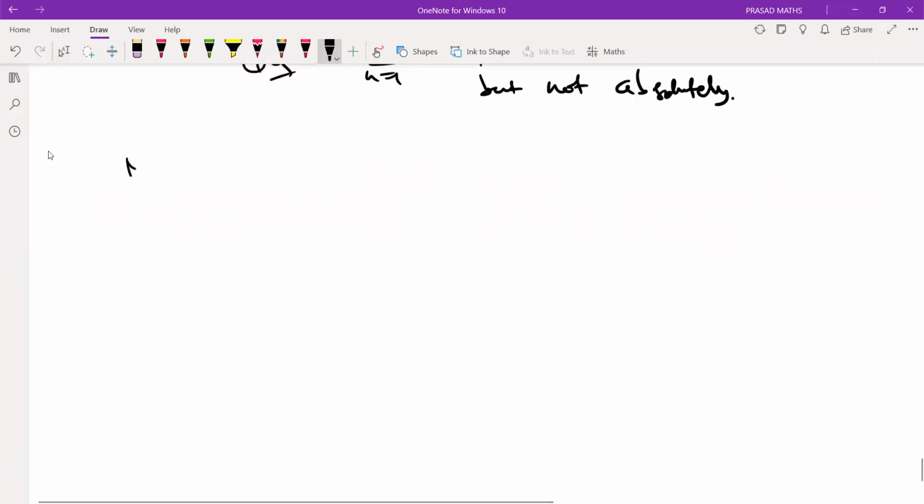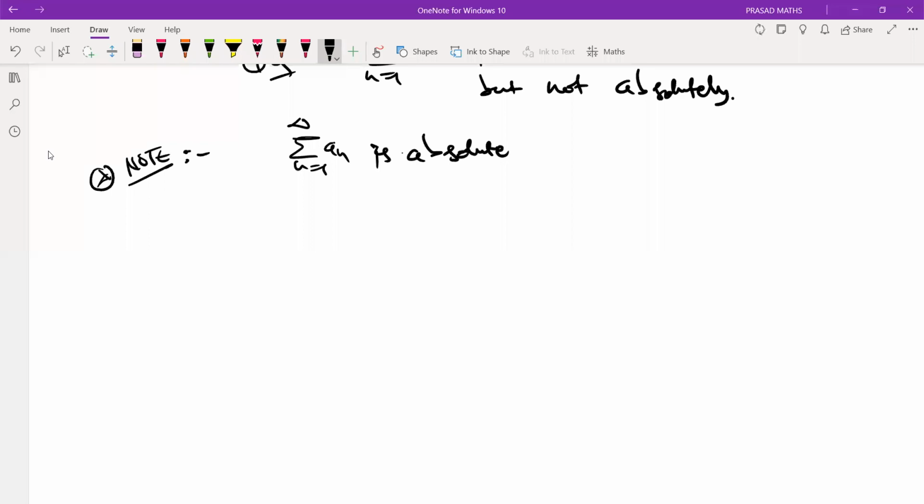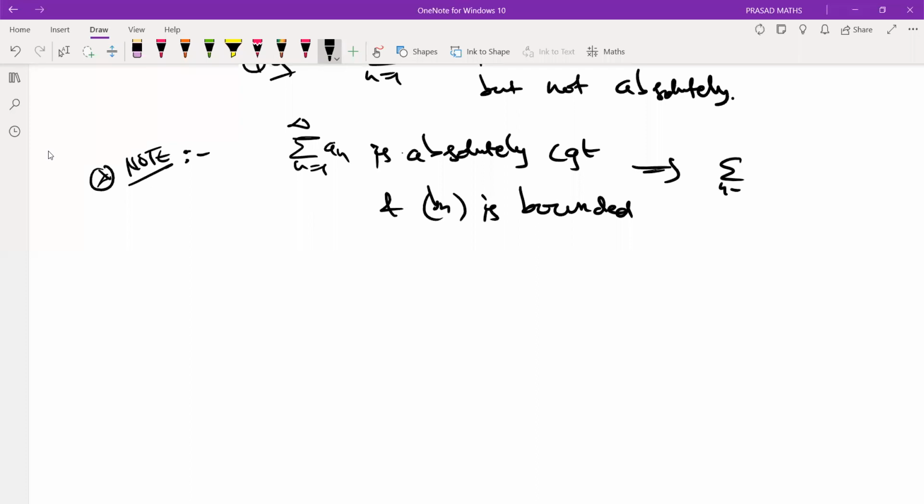Suppose you take, this is important, notice. Suppose this An is absolutely convergent, and we take An into Bn, or else we can take: if An is absolutely convergent and Bn is a bounded sequence. So that implies this is the general product of series.